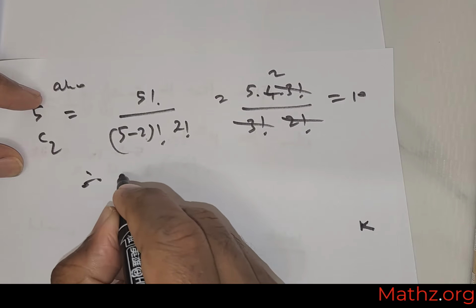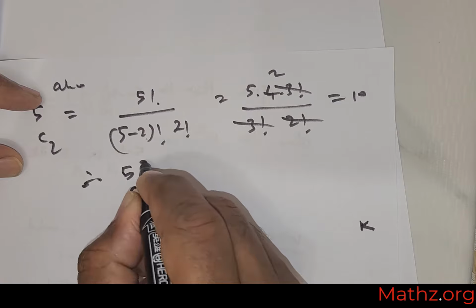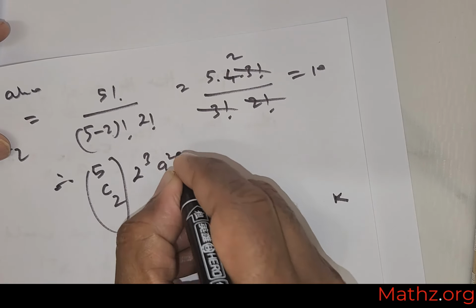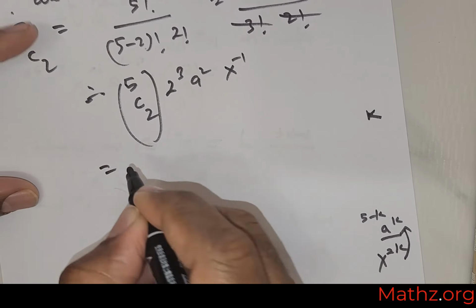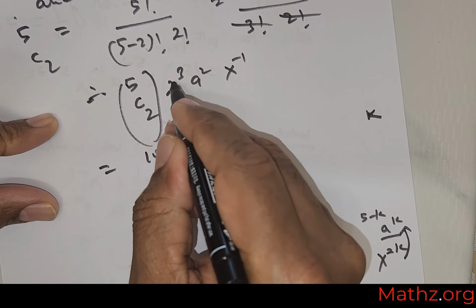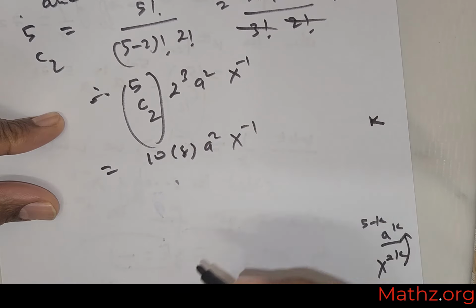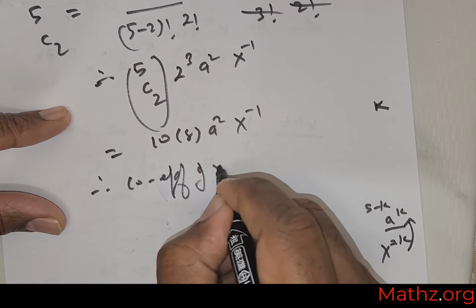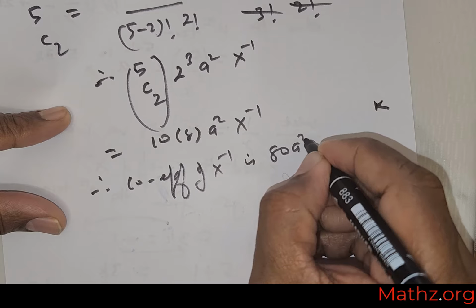So therefore what have you got? You got 5c2 times 2 raised to the power of 3 times a squared times x raised to the power of negative 1, which is now equal to 10, 2 raised to the power of 3, that's 8, times a squared times x raised to the power of negative 1. So therefore the coefficient of x raised to the power of negative 1 over here is 80 times a squared.